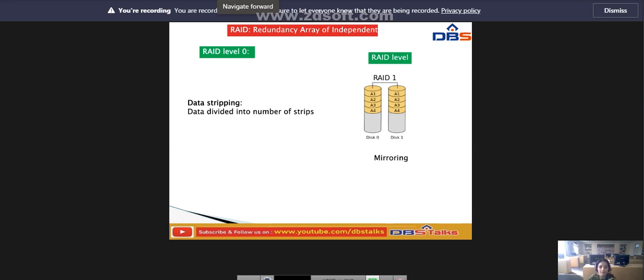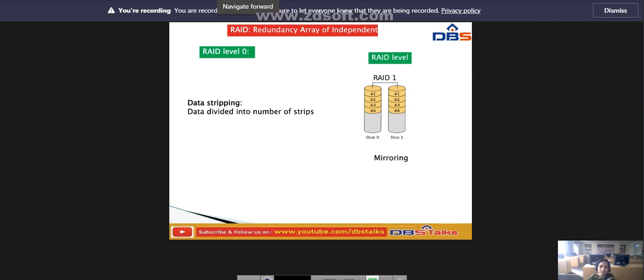Servers make use of RAID technology. So, RAID levels: we have RAID 0, RAID 1, RAID 2, RAID 3, RAID 4, RAID 5, and RAID 6. This is the number of RAID levels we have.